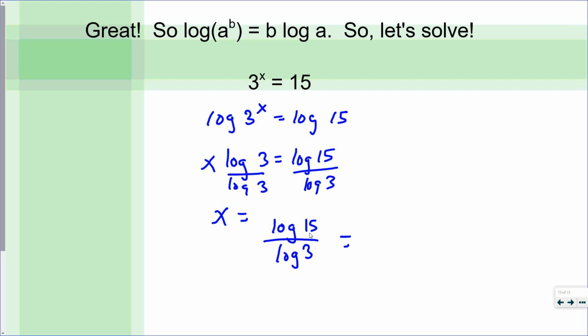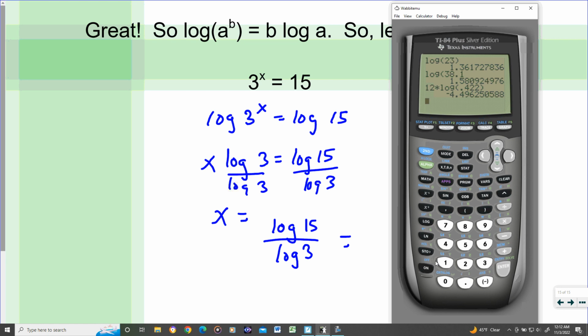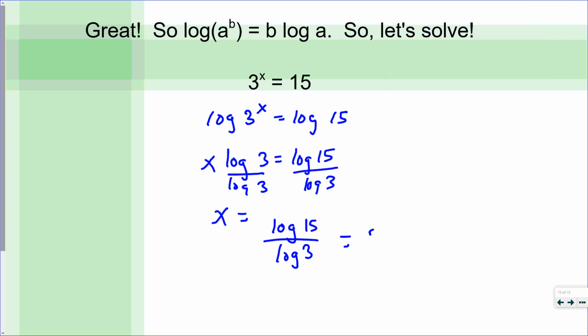And in my calculator, I can do that and I get log 15, close parentheses, divided by log 3, close parentheses, 2.465. Oopsie. Wow, that didn't work. I need to shuffle my pen around. 2.465.